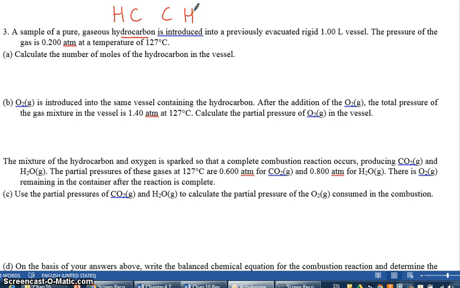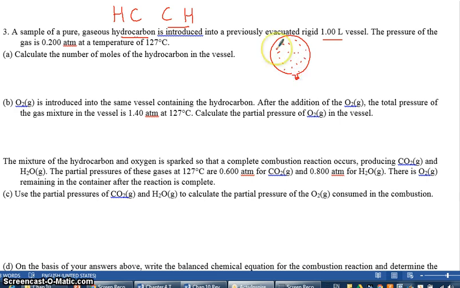It is introduced in a previously evacuated rigid 1 liter container. So we have a container. The pressure of the gas is 0.200 atmospheres at a temperature of 127 Celsius. Okay, so we've got some ideas. All we have in this container now, we'll say it's kind of like a bulb type container, is this hydrocarbon, this one substance in here.